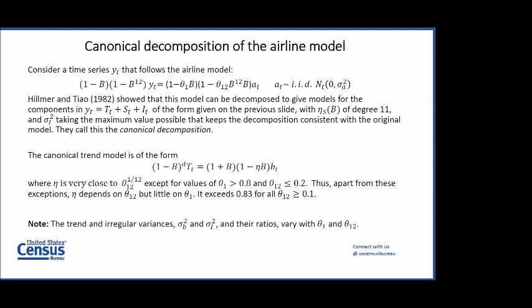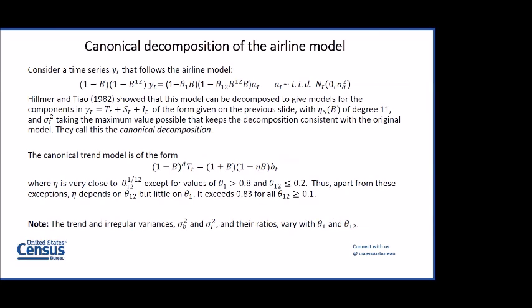So as I said, I'm going to take the trend component models from the canonical decomposition of the airline model, varying the airline model parameters theta 1 and theta 12. The innovation variance is just a scale factor, so that's fixed at 1. So there's the form of the canonical trend model.